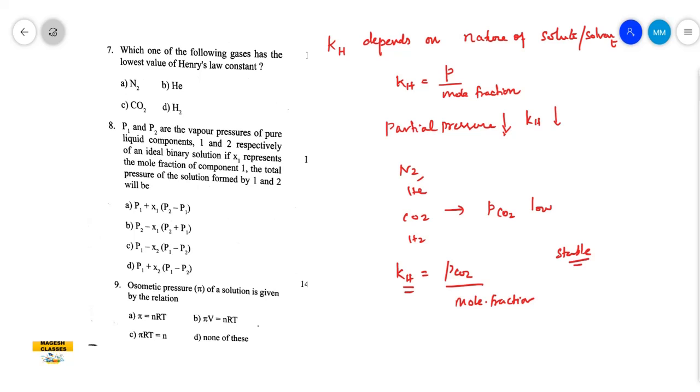So there are two factors which affect this kH value. Carbon dioxide is more stable when compared to the others, and it shows low partial pressure in the system. So the relation indicates that the lower the partial pressure, the lower the kH. Your answer is carbon dioxide.